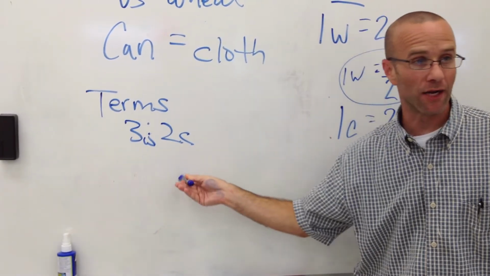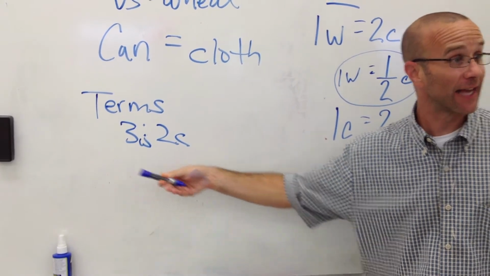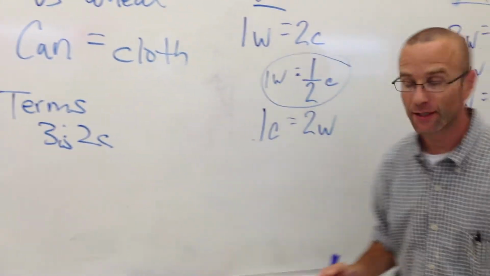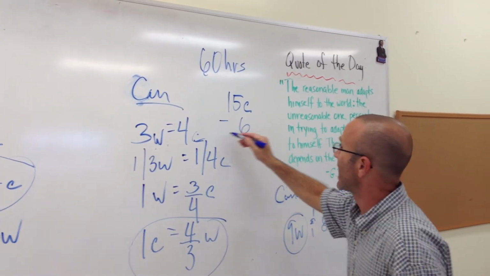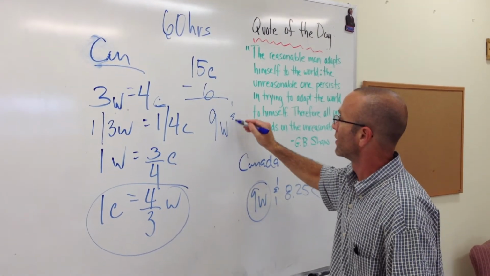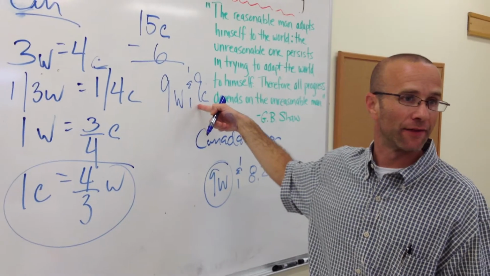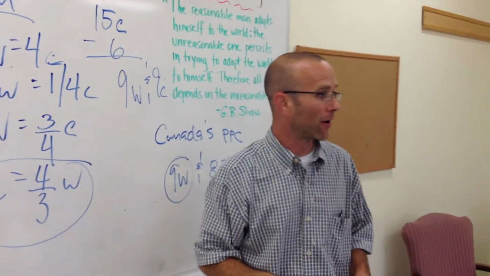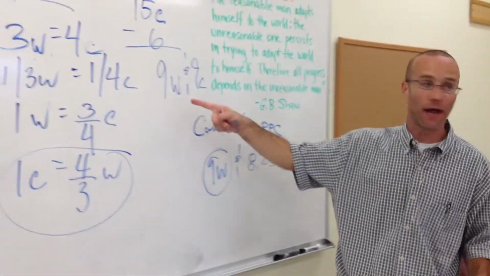So 9W would equal, I've got to trade away how many C to get the 9W? 6. Well, my total is 15. I'm going to trade away 6. Now I'm left with 9W and 9C. I traded for the 9W. I have 9C left after trade. Am I better off? Yes. I started with 8.25 and 9. Now I have 9 and 9.